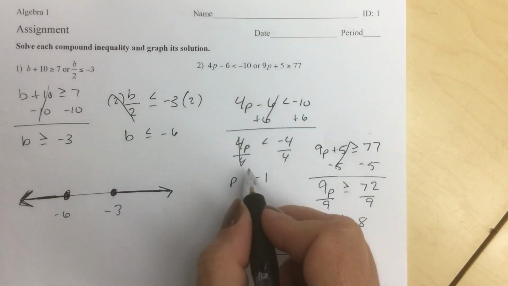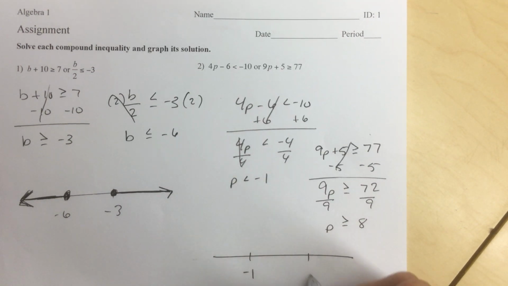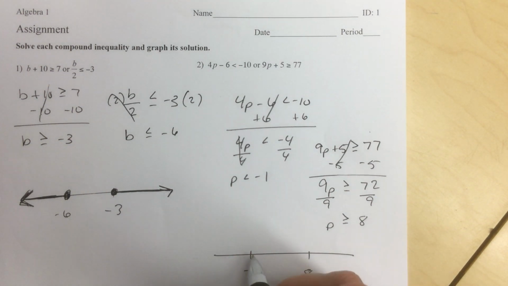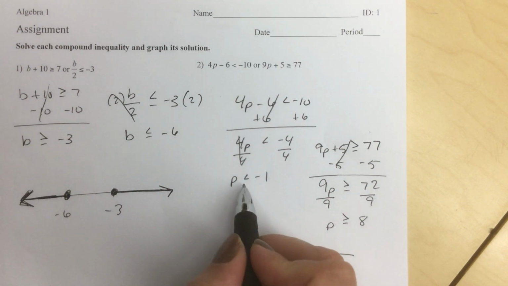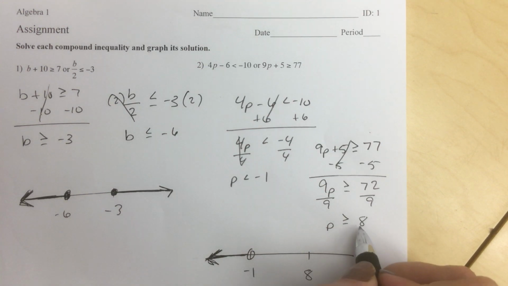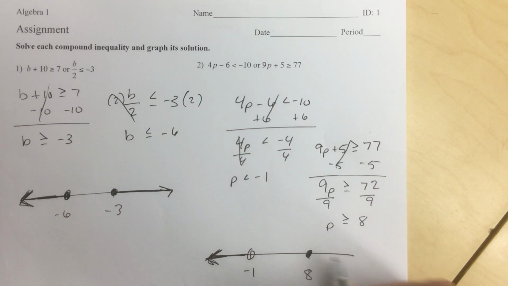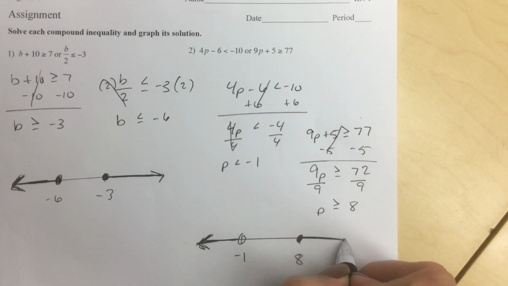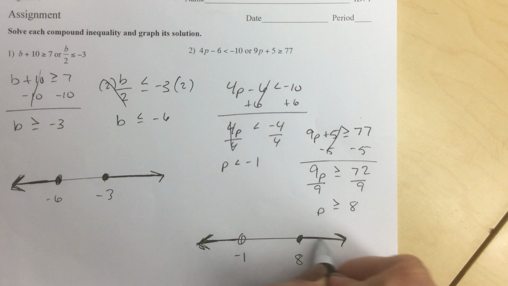So I do my number line, put them in the correct order, so -1 there, 8 there. P is less than -1, so that's an open circle, and it's less than, so it's shaded this way. This is a dot on 8 because it's greater than or equal to, and it's pointing to the right, so I'm shading to the right.